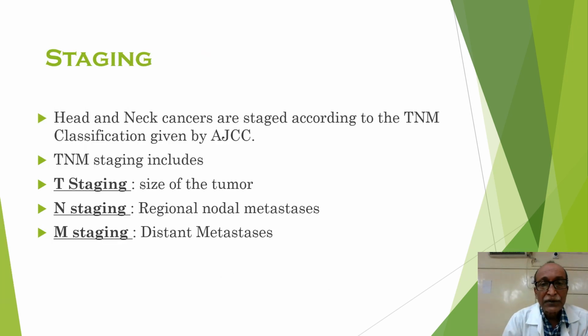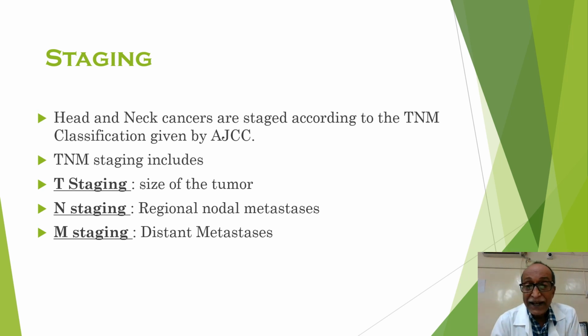Once the cancer is diagnosed, it is supposed to be staged. Head and neck cancer is staged according to the TNM classification given by the AJCC, the American Joint Committee on Cancer. TNM staging includes T staging, that is the primary tumor, N staging, that is the regional lymph metastasis, and M staging, meaning distant metastasis. A combination of T, N and M factors relates to the stage of the cancer.